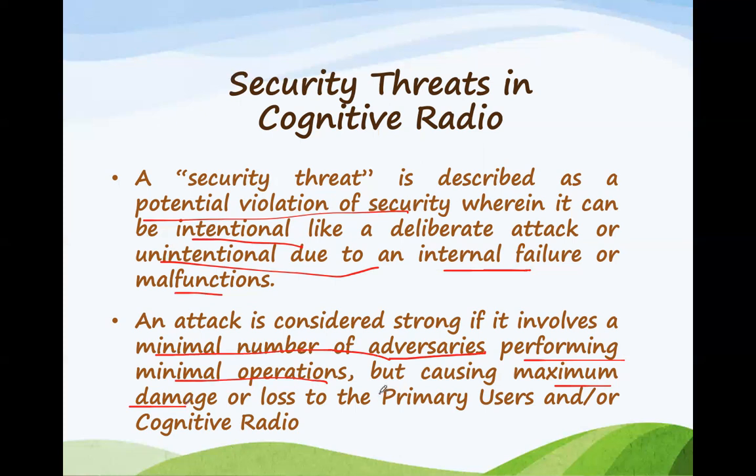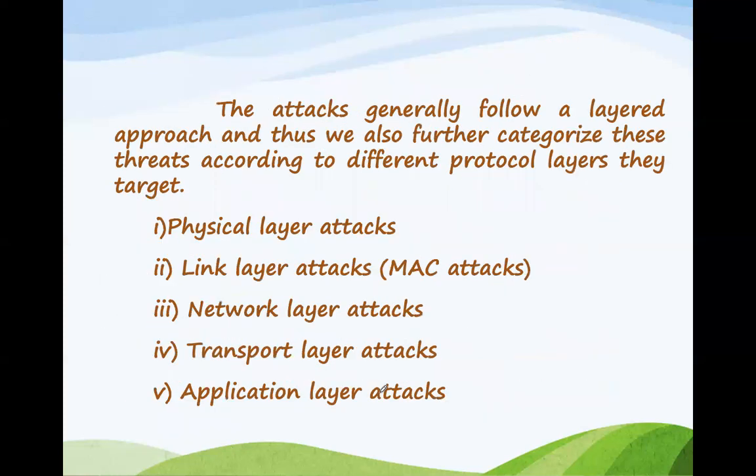Let us see the different types of attacks that exist in our system. The different types of attacks generally follow a layered approach. So the types of attacks can be classified as physical layer attack, link layer attack, network layer attack, transport layer attack, and application layer attack. Today we are going to mainly concentrate on the physical layer attack.